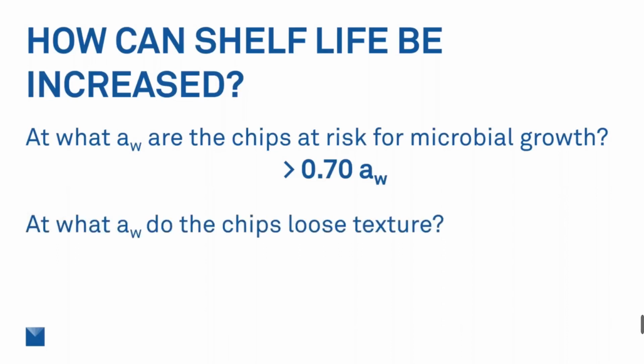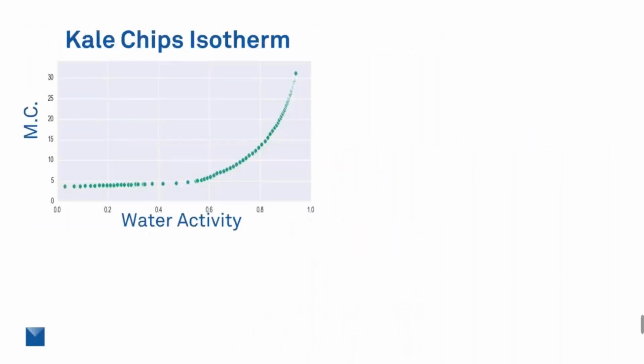At what water activity do the chips lose texture? Well, we don't exactly know at this point. So what do we need? We need an isotherm, because an isotherm is going to be able to tell us when we're going to see that change in texture. So here is an isotherm for a kale chip with water activity along the x-axis and moisture content along the y-axis.